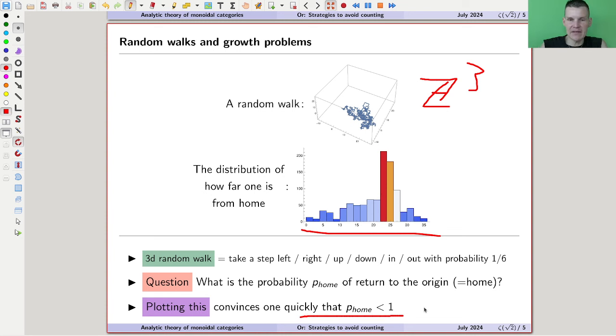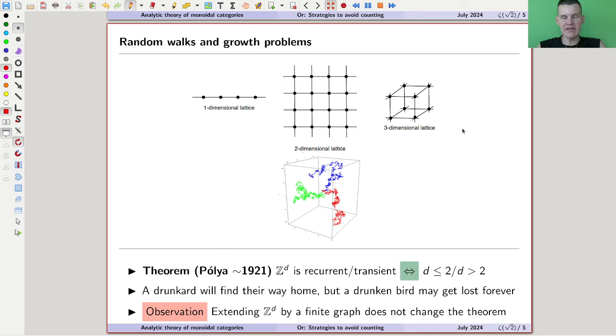It's kind of the same type of thing. And there's a famous theorem, Polya's random walk theorem. Z to the d is recurrent if and only if d is smaller than 3. So d equals 2, the random walk on the integer lattice squared, so on the plane, is actually recurrent. Usually the drunk guy finds home, but the drunken bird might get lost, because in free space you actually will not find home anymore.